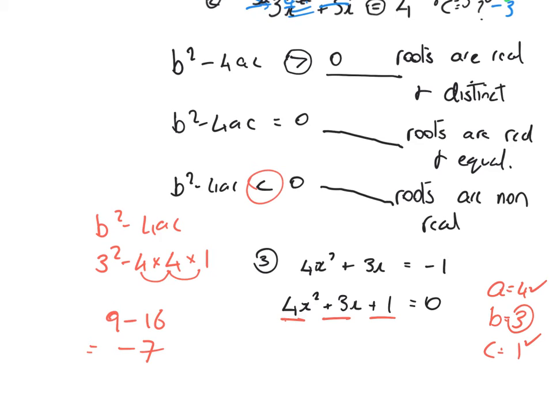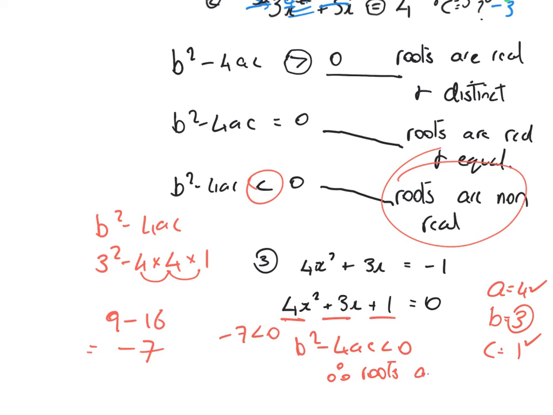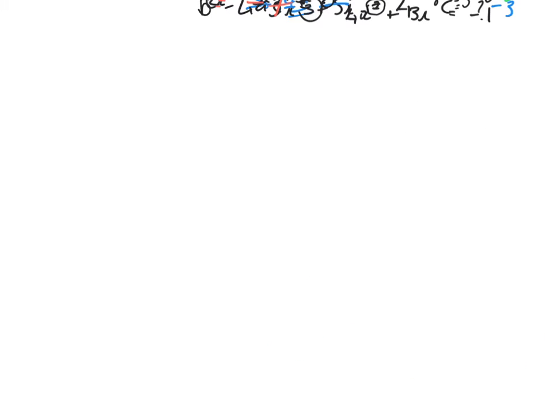So what does that mean? If it's less than 0, the roots are non-real. So minus 7 is less than 0. B squared minus 4ac then is less than 0. Therefore, roots are non-real.